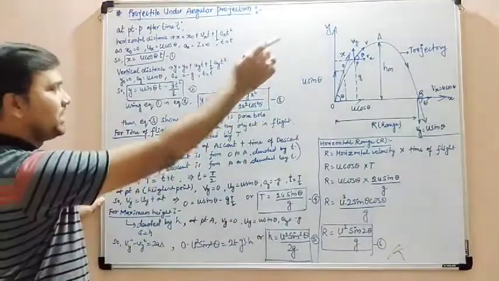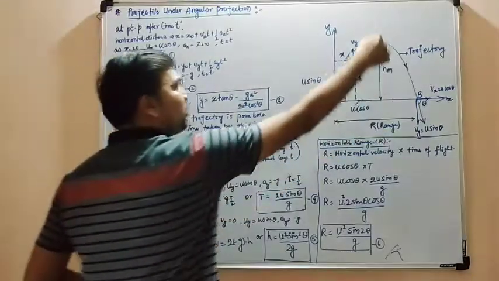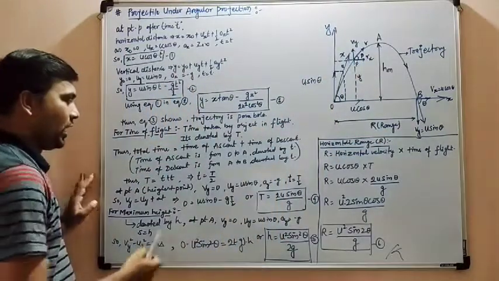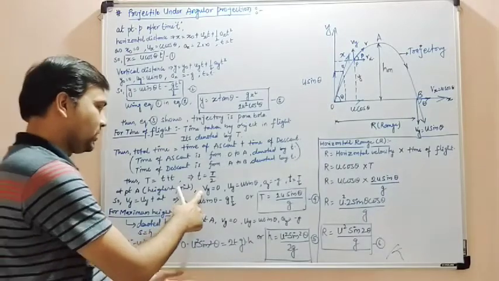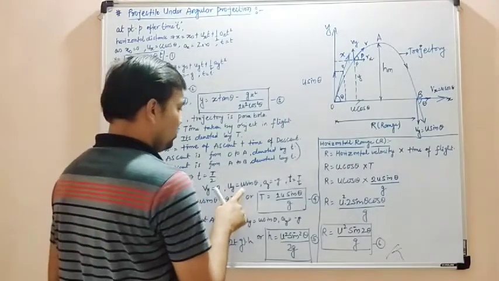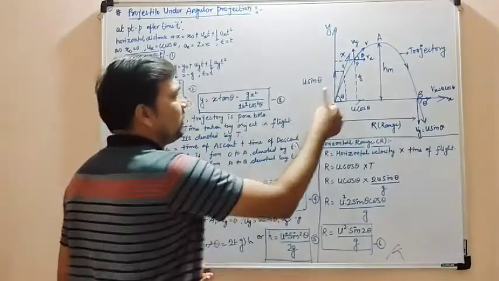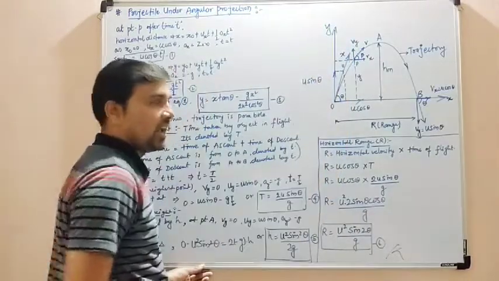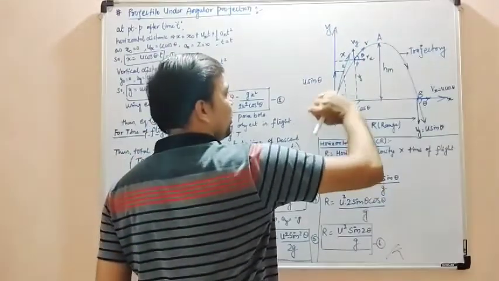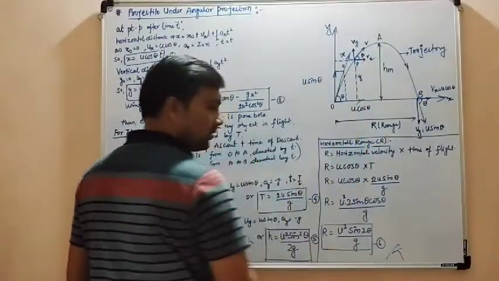Now at point A, the highest point, the y component of velocity will become 0. The final velocity will become 0. Uy, the initial velocity component, will be u sin theta. Here the acceleration due to gravity will be minus g, and the time period taken by the object to reach A will be given by capital T by 2.